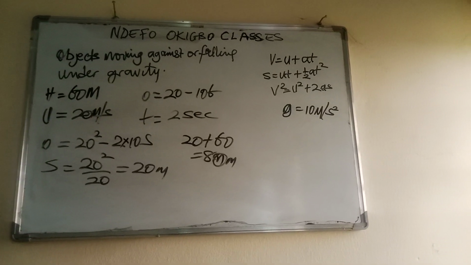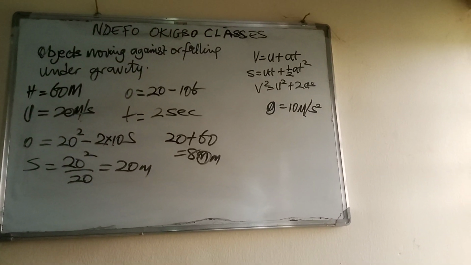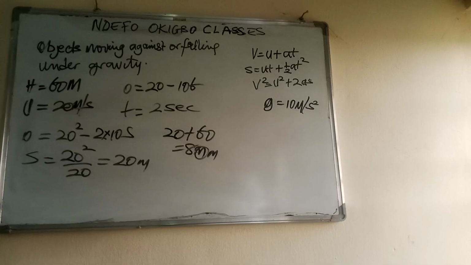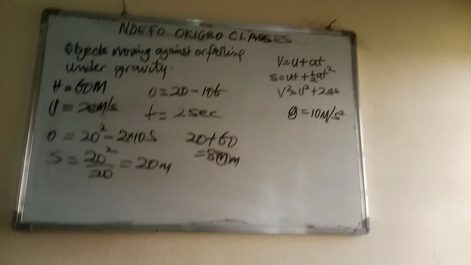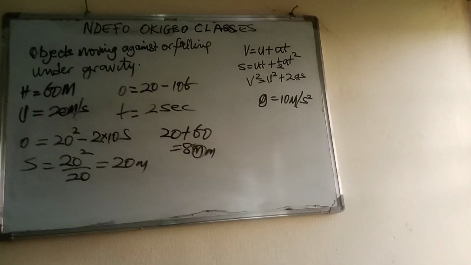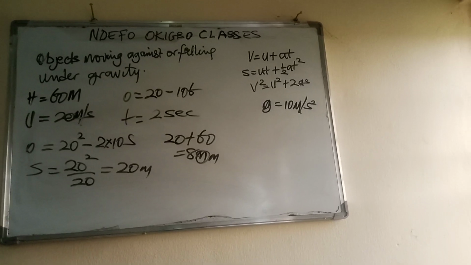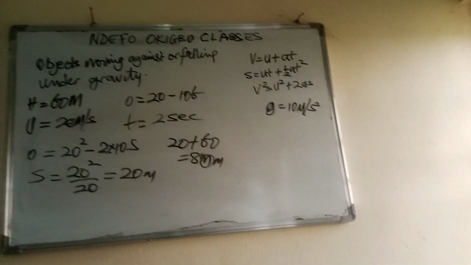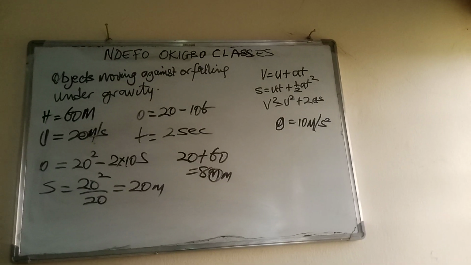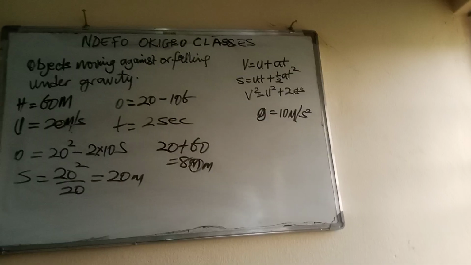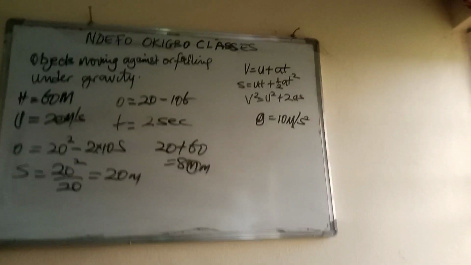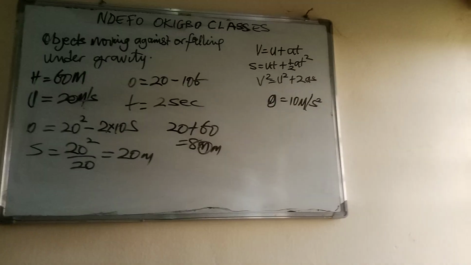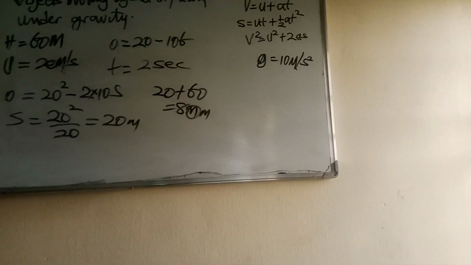That's 20, the height it reaches from the top of the tower. From the top of the tower to where it stops, down to the ground, will be 20 plus 60, which is 80 meters. So the time to reach the ground from the highest height will be the time for that distance from the top, which is 80.